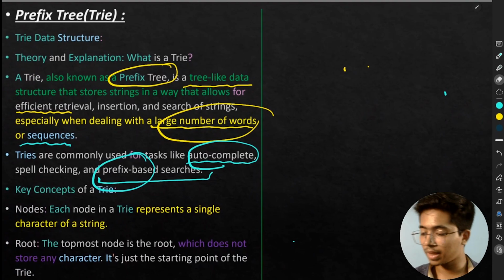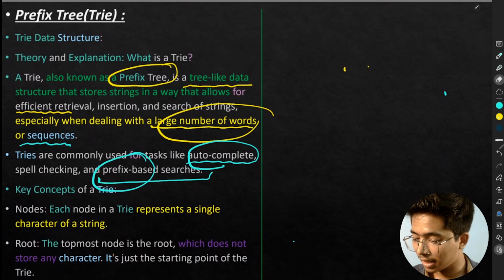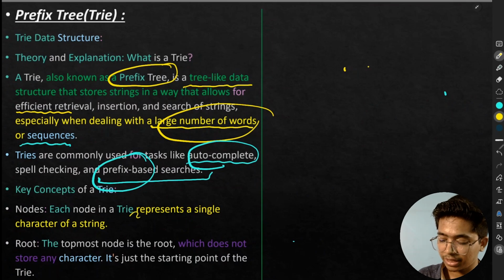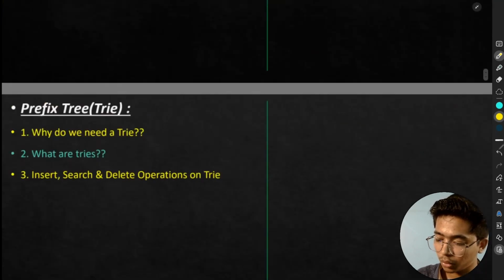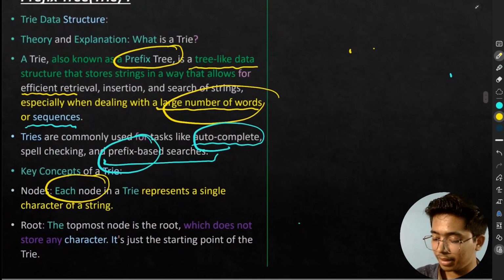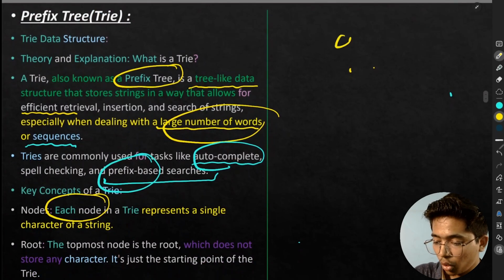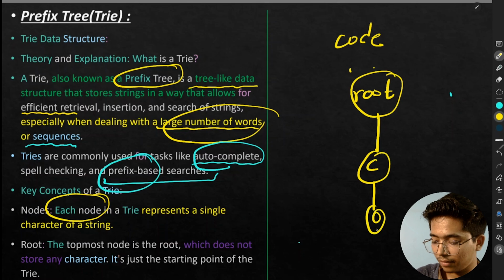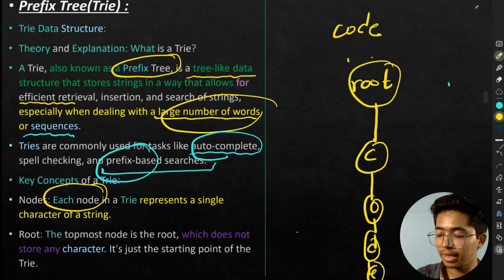Okay, so the key concept of a trie. Let's study those nodes. Each node in a trie represents a single character of a string. Look at what we have observed in the above figure. Let's take an example, let's say code. How do we represent code in a trie? First there will be a root node, then there will be C, then after C there will be O, then D, and then E. So this is how it's represented.